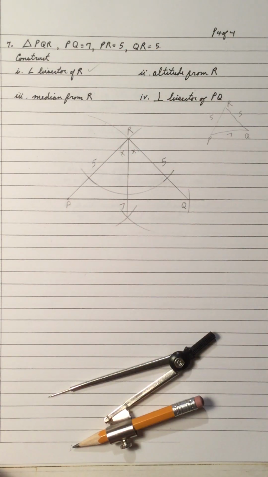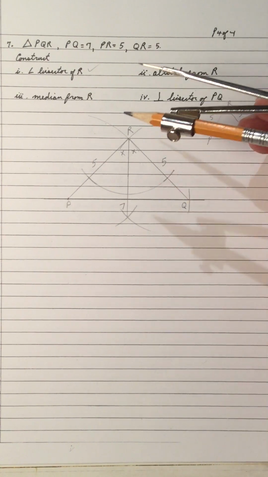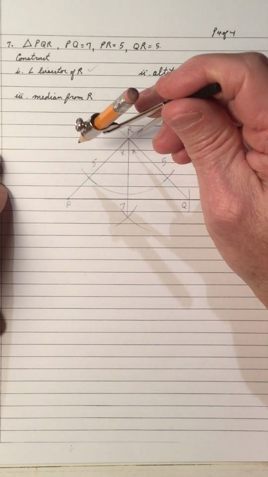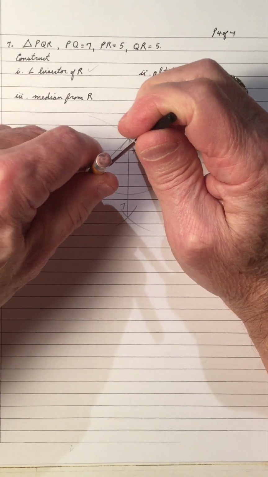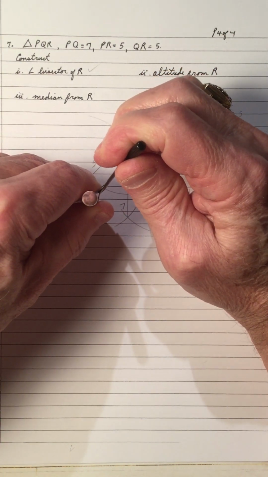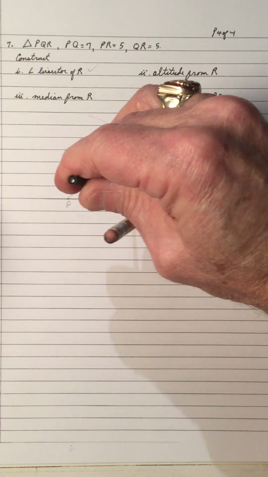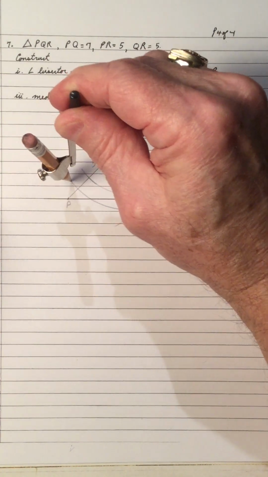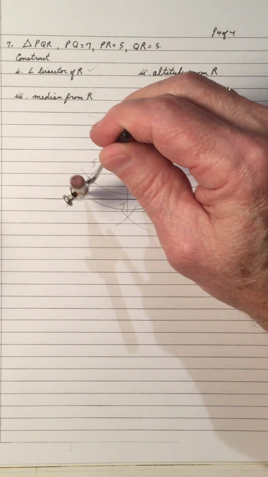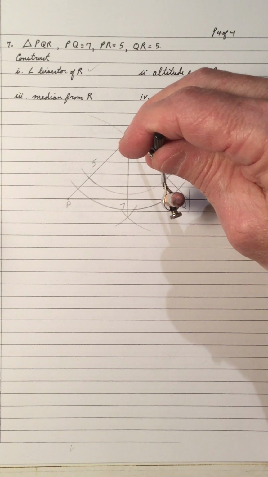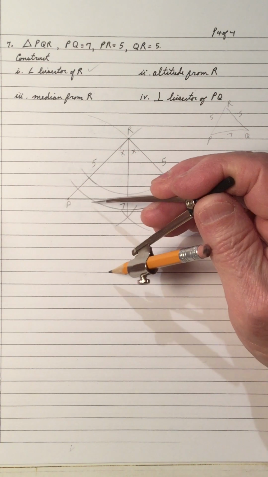Now I got to draw the altitude from R. So the altitude is going from a point not on the line. So there's R. I opened up my compass to intersect P and Q at 2 points. So there it is. So there are the 2 points there and there.